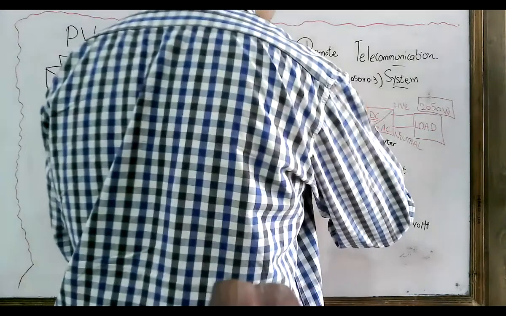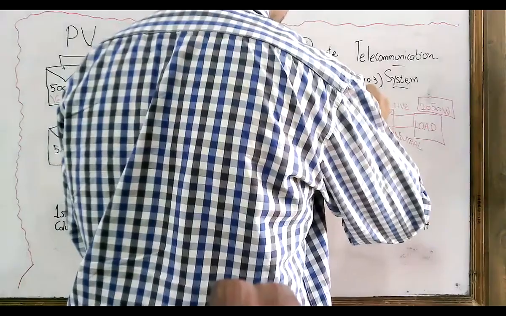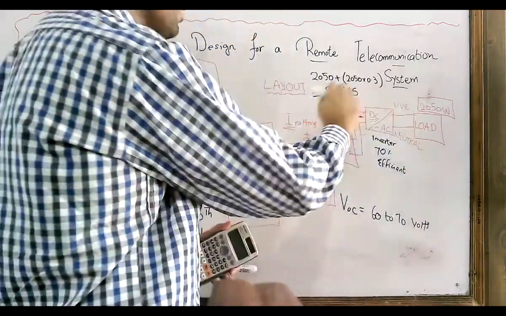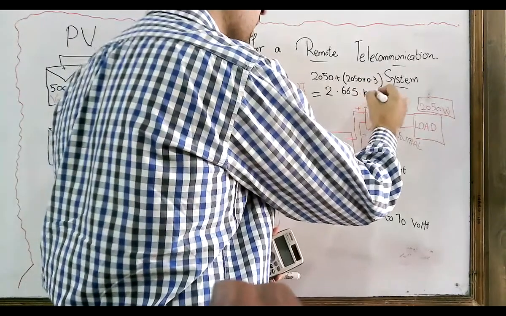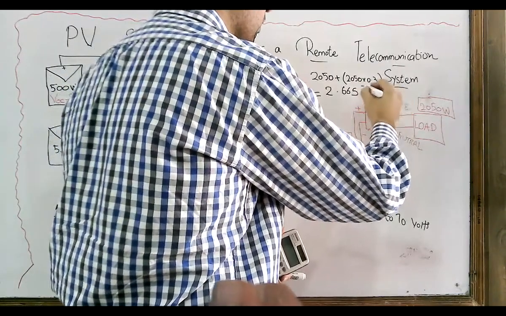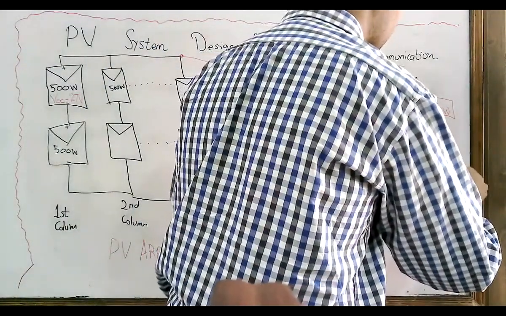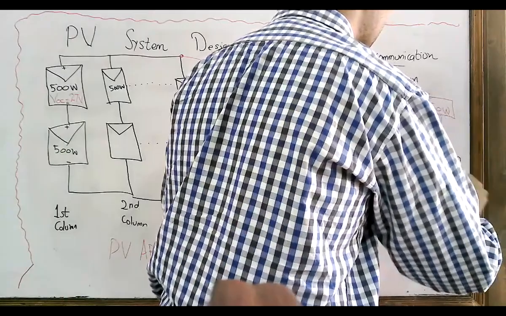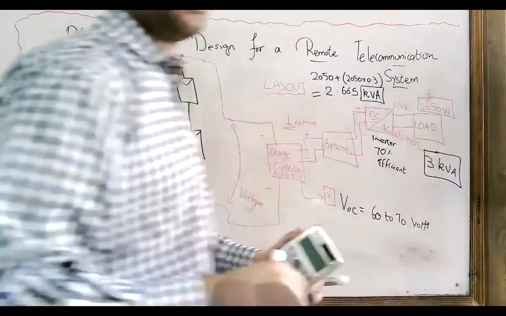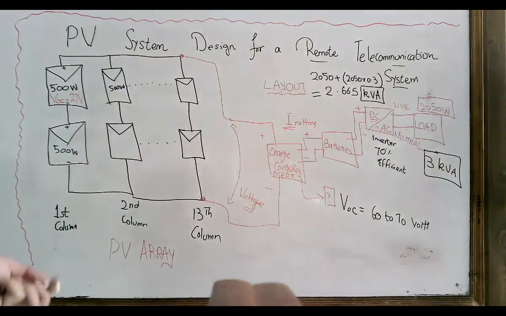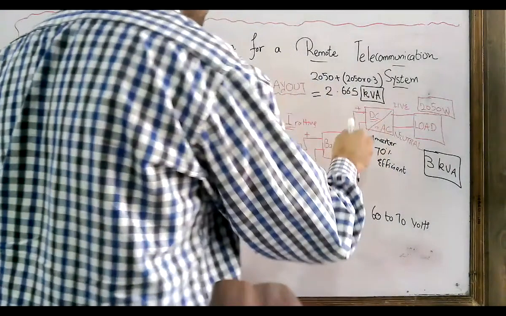So this should be the 2.665. So our inverter must not be less than the 2.665 kVA. Okay, so you may take it around 3 kVA. So the 3 kVA inverter will be best for our load. Always select the inverter with a somewhat higher rating than the load.